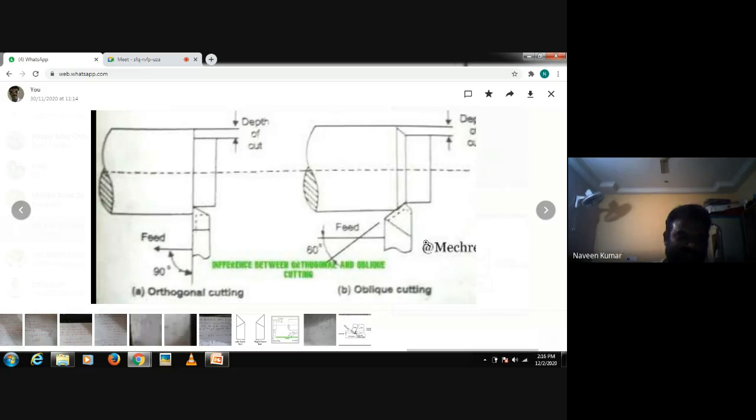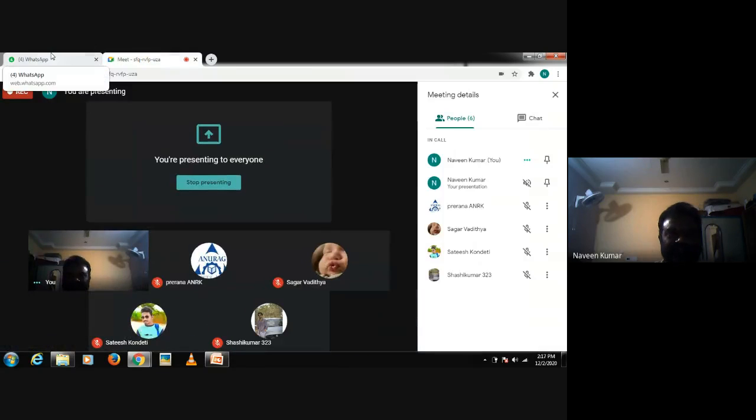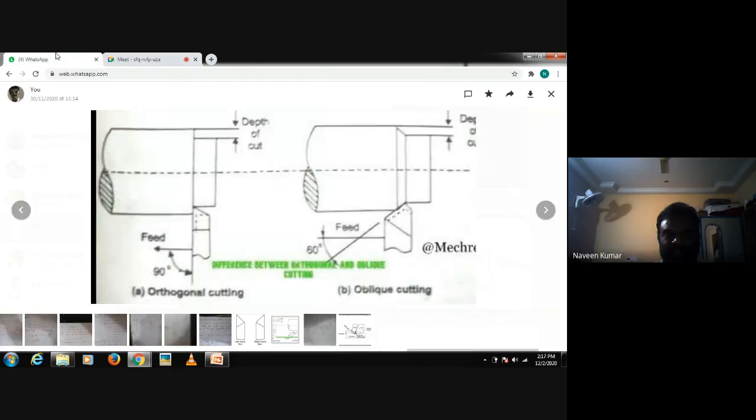In this, the cutting edge of the tool makes an acute angle with the direction of tool feed. Under oblique cutting, draw this diagram. Under orthogonal cutting, draw this diagram. Draw the diagrams.